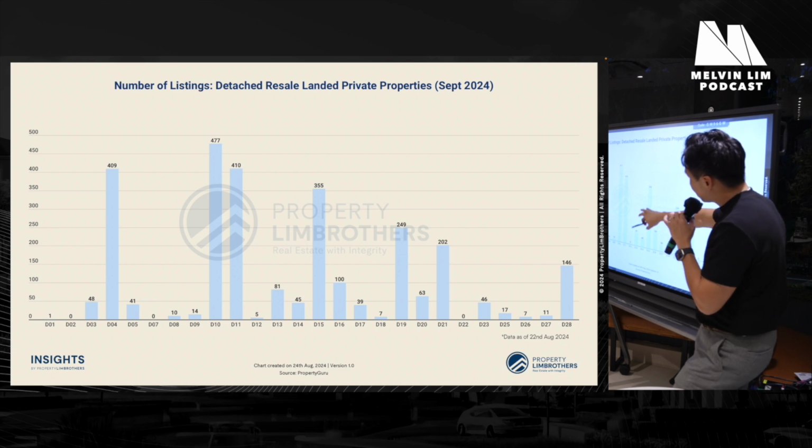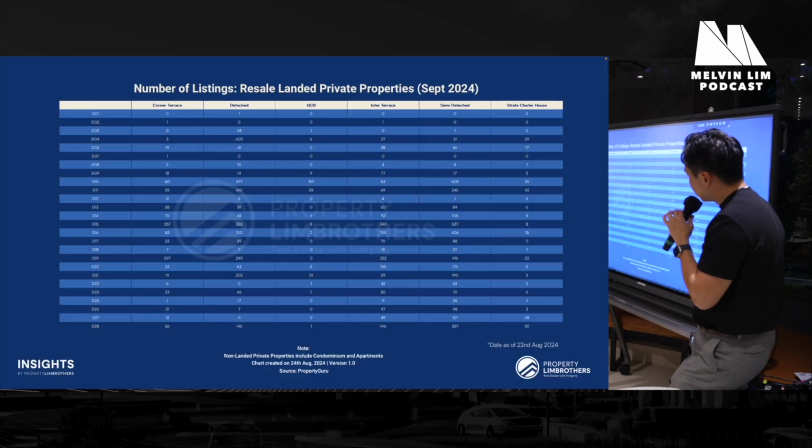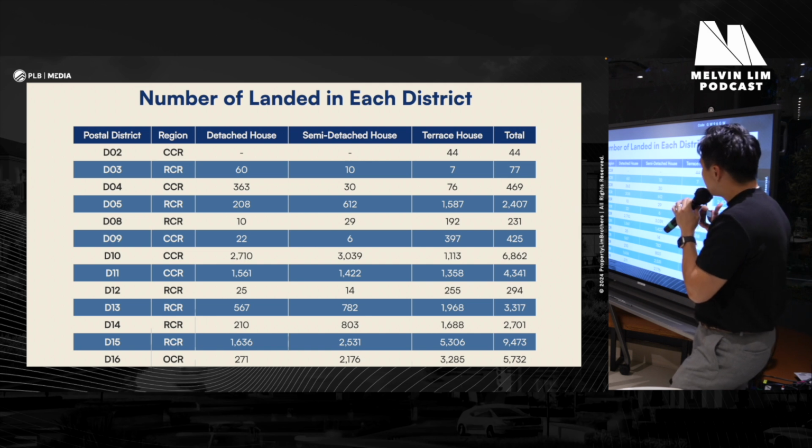Now, in terms of detached, you have about 477 listings for sale, which is also the highest amount. Second will be D11 at 410. Strata cluster housing, about 35 listings for sale in D10. And this is just a tabulation. Okay, so when you look at this, it gives us a better indicator.